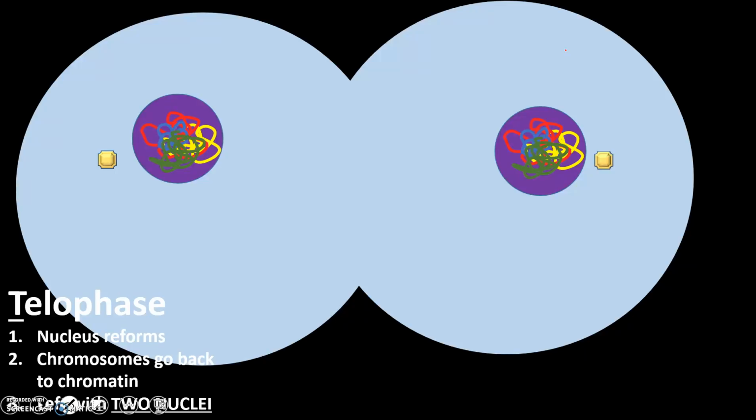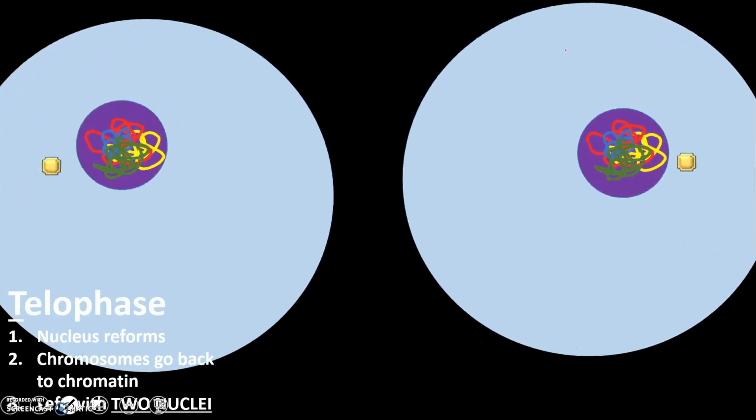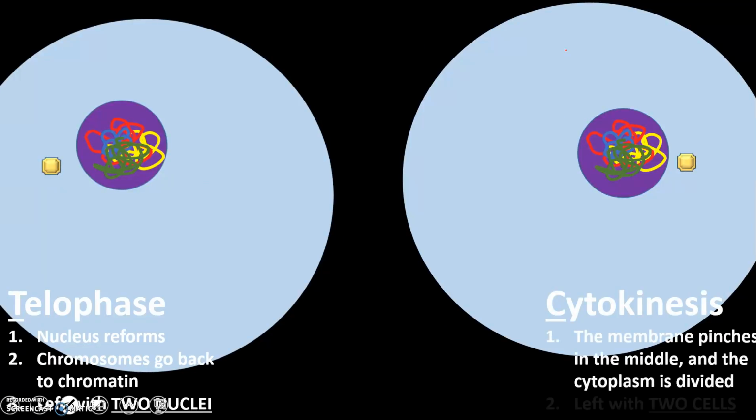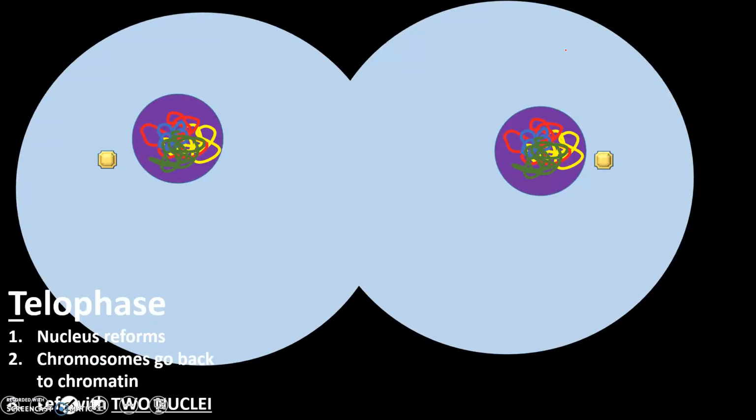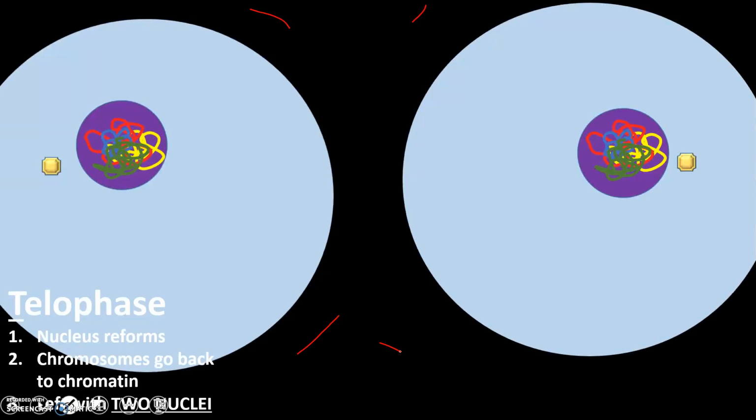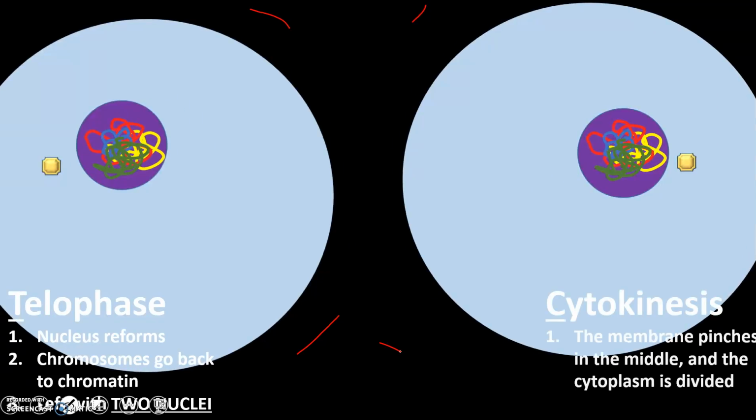In cytokinesis, we have division of the cytoplasm. And that's going to happen, let me backtrack just 1 second, by the membrane forming what's called a cleavage furrow. So this membrane is going to start to pinch in, and once it splits down in the middle, we get our two cells that break apart. And we're left with two identical cells.